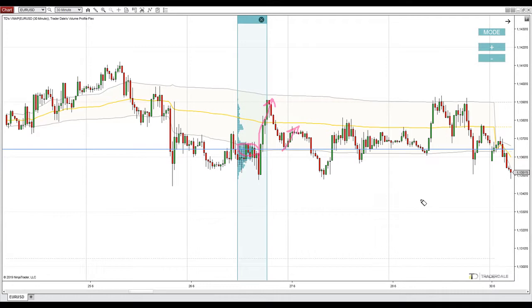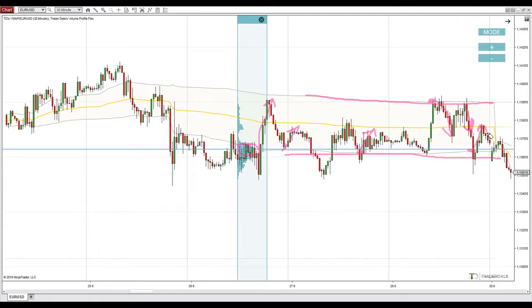Now there are also some more nice reactions to the first deviation. This is the rotation setup, right? The price reacts to the first deviation and makes it back into this rotation area. Those reactions to the first deviation.